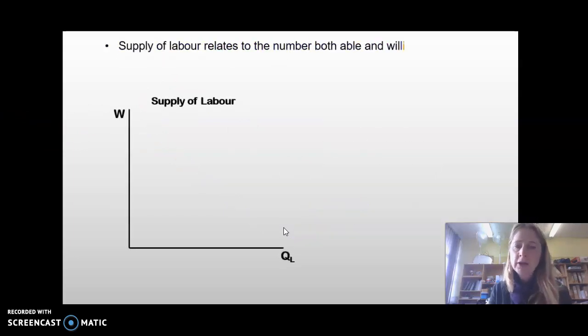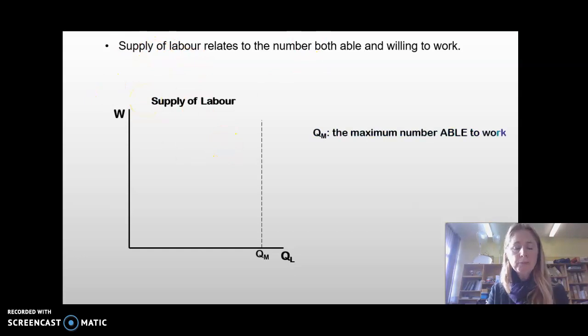Supply of labour. All right, so the number of people who are able and willing to work. Households. Remember the circular flow model, that households own the resources and then they supply them to firms to make stuff. So when we talk about the supply of labour, we are talking about households supplying their labour for firms to make stuff.